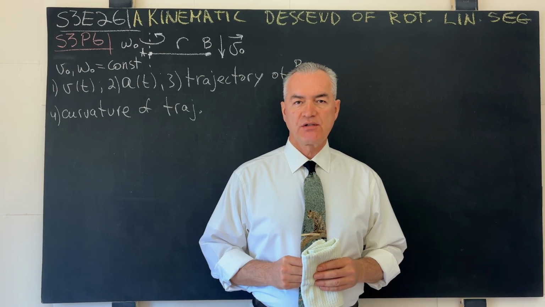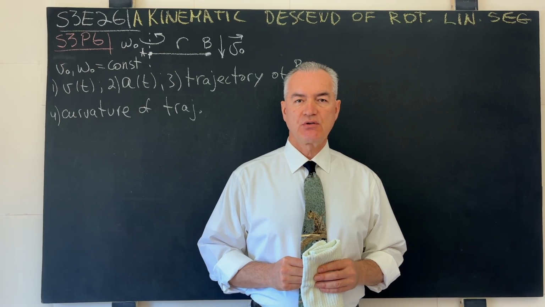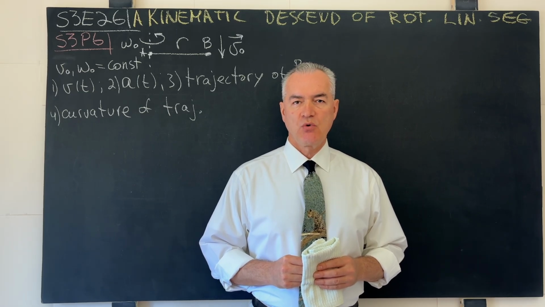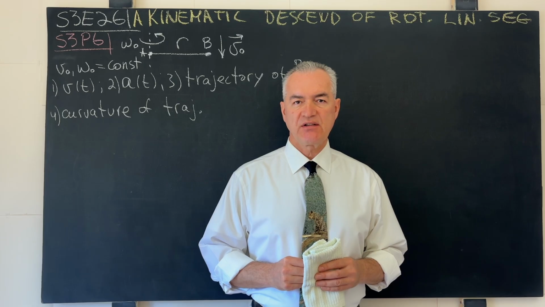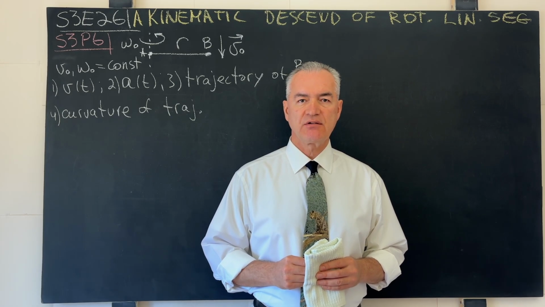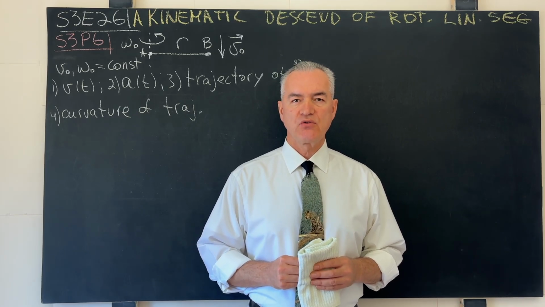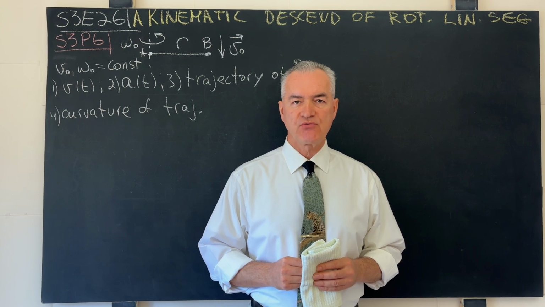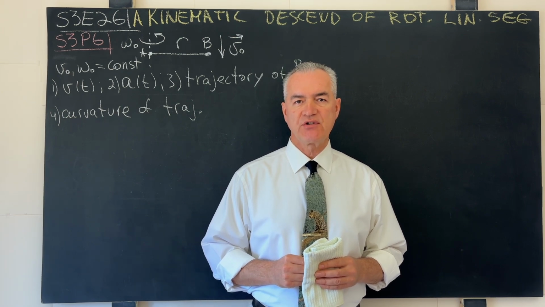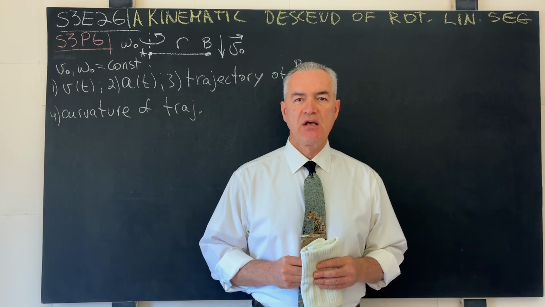Welcome to the Problems Channel Season 3, Episode 26, the episode which I titled A Kinematic Descent of a Rotating Line Segment, because in this episode we will investigate precisely that, a kinematic descent of a rotating line segment, and we will analyze that motion of one of the extremities of such a line segment from a kinematic standpoint. We will discover the trajectory that is traced by that point. We will deduce its velocity and acceleration and the curvature of the resultant trajectory.